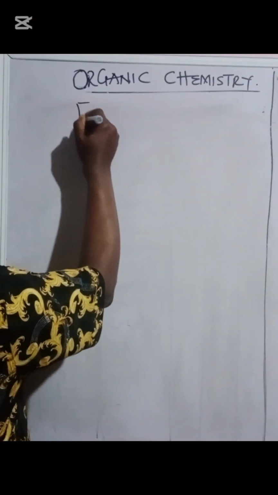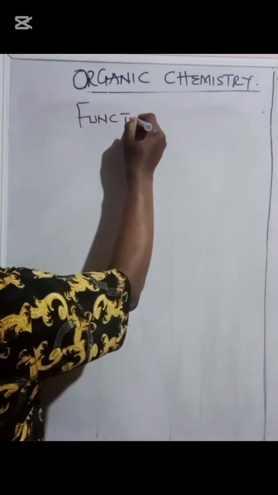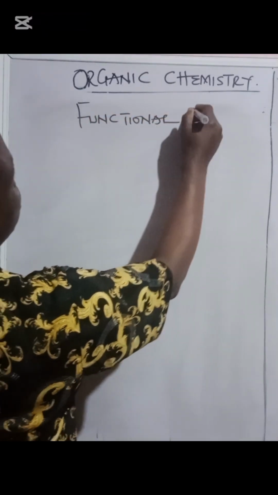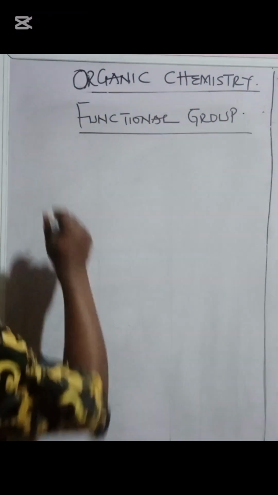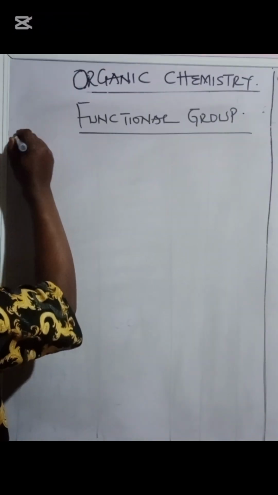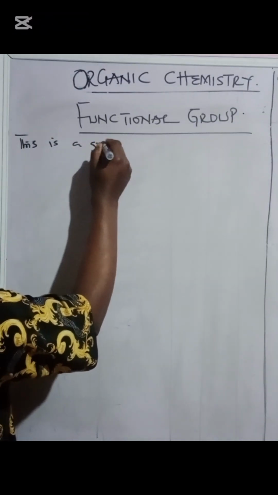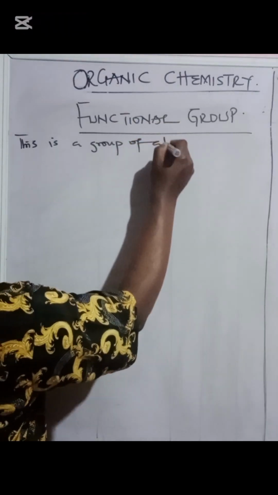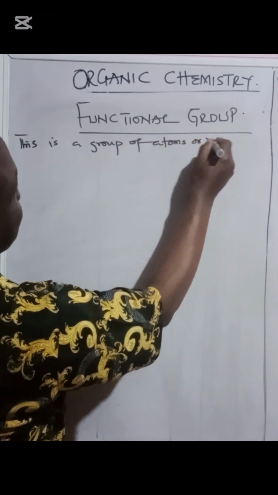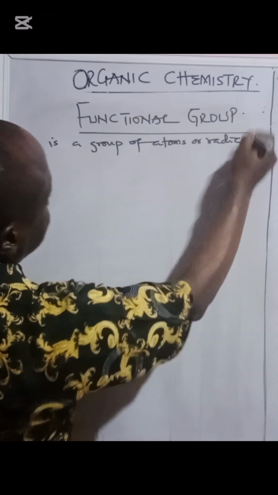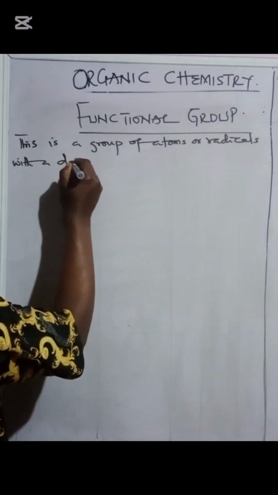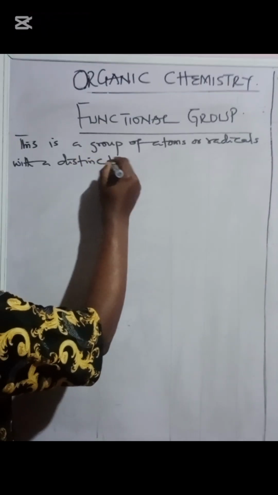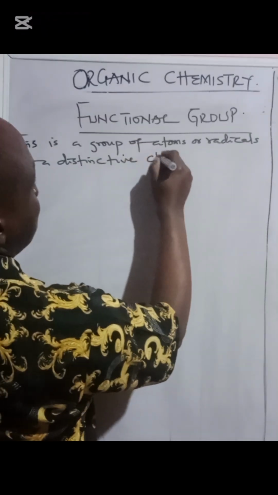IUPAC nomenclature, the functional group. What do you mean by functional group? Before IUPAC nomenclature, functional group. Let's see the meaning of functional group. This is a group of atoms or radicals with a distinctive chemical property.